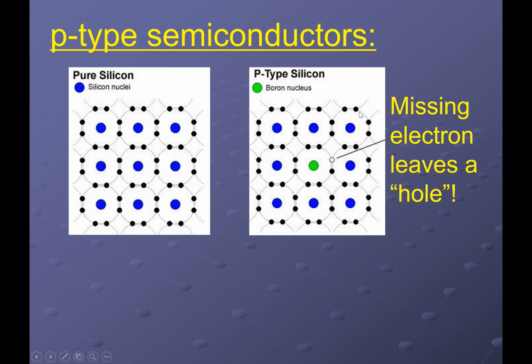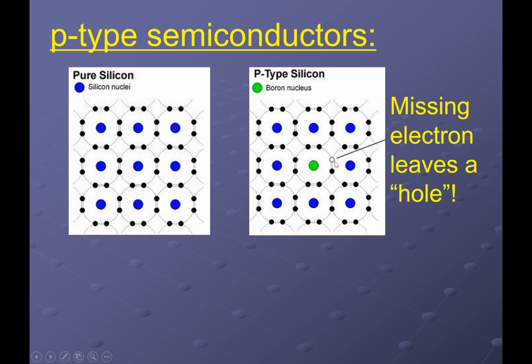What we're going to do is add in a group 13 element. In this case, we add boron. Boron only has 3 out of the 4 valence electrons that silicon has. So what's happening here is we're actually missing an electron. Although most of them have 4 valence electrons, every now and then we run into a boron that only has 3 out of the 4 valence electrons.